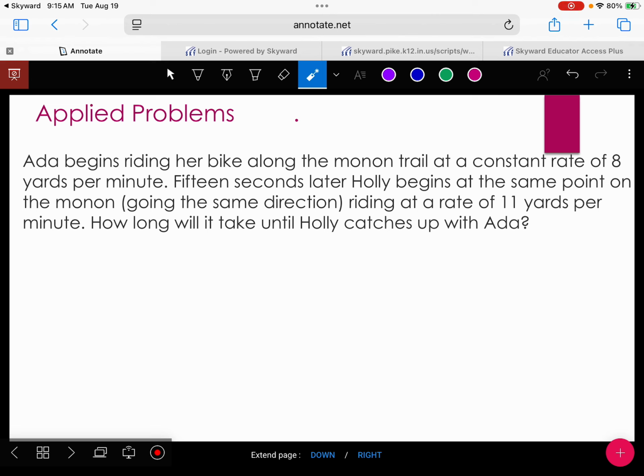We've got Ada begins riding her bike on the Monon Trail. Ooh, relevance to our neighborhood. What? And she's going at a constant rate of 8 yards per minute. 15 seconds later, Holly begins at the same point on the Monon, going in the same direction, going 11 yards per minute. So we want to know how long until Holly catches up with Ada.